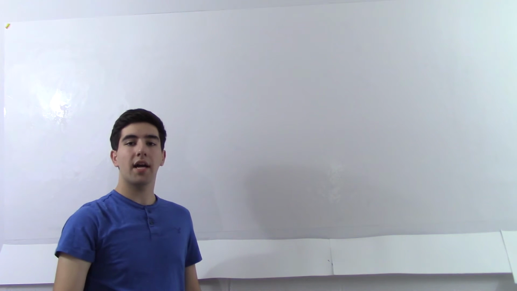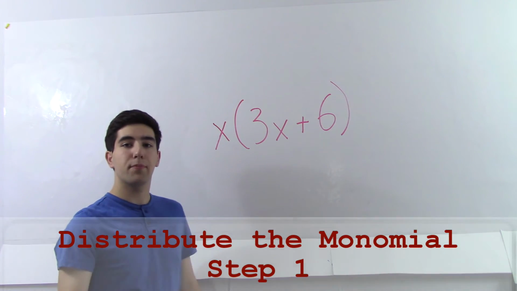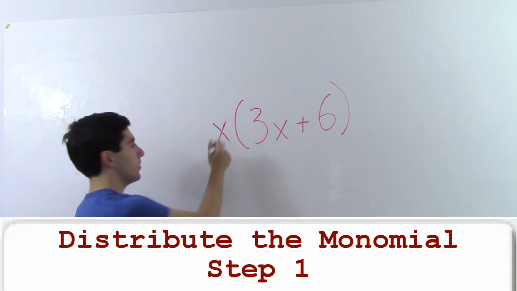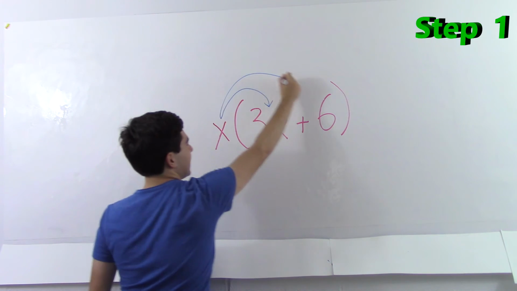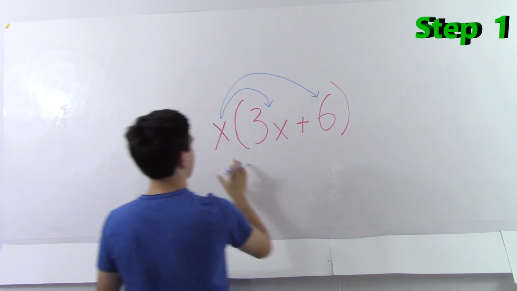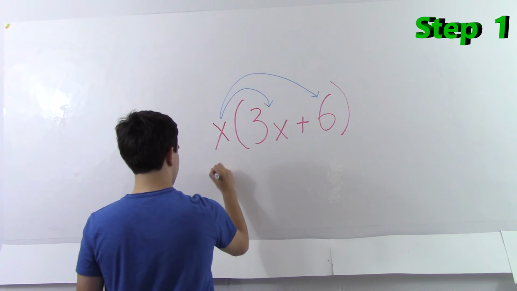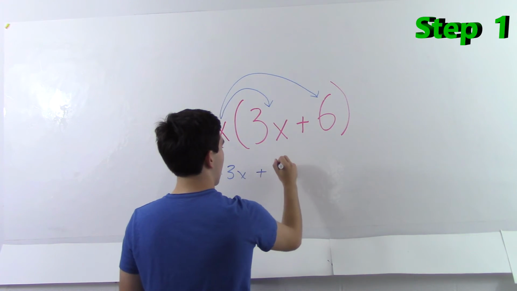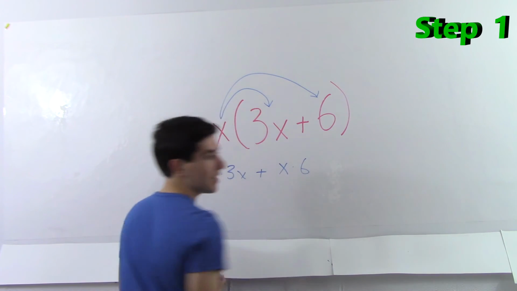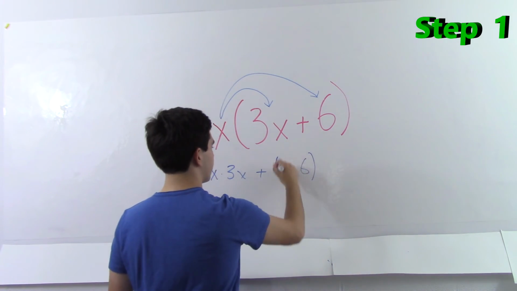But when you multiply a monomial times a polynomial, it becomes a little different. The first step you're going to do is take your monomial and distribute it using the distributive property to each term in your polynomial. So x times 3x plus x times 6. Now what I like to do is keep it in parentheses to keep it more organized.